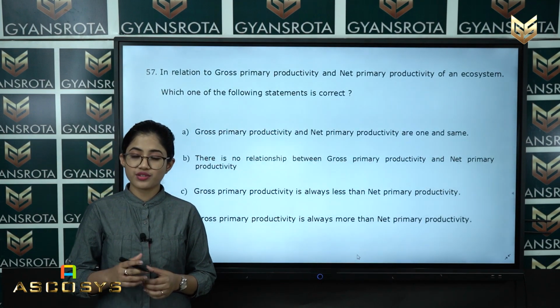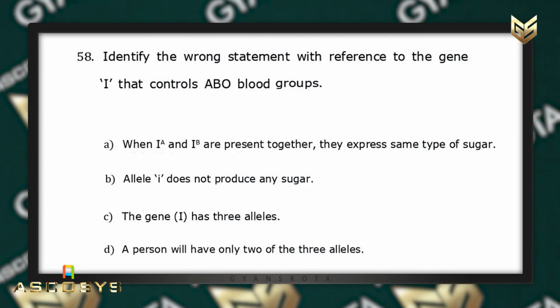Now, let us move on to the next question, that is question number 58. Now, in this question you can see, identify the wrong statement with reference to the gene I that controls ABO blood groups. Option number A, when IA and IB are present together, they express same type of sugar. Option number B, allele small i does not produce any sugar. Option number C, the gene I has 3 alleles. And option number D, a person will have only 2 of the 3 alleles.